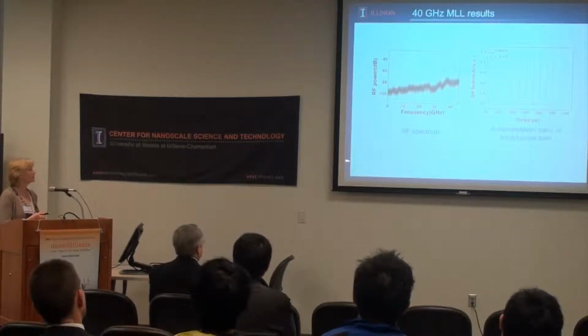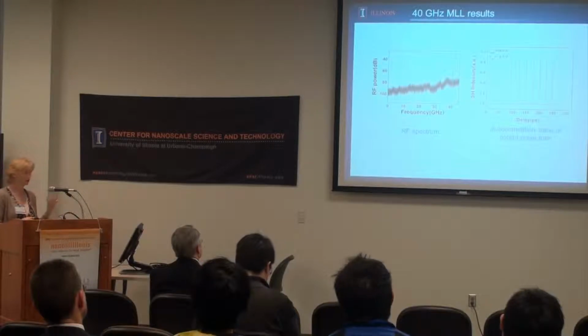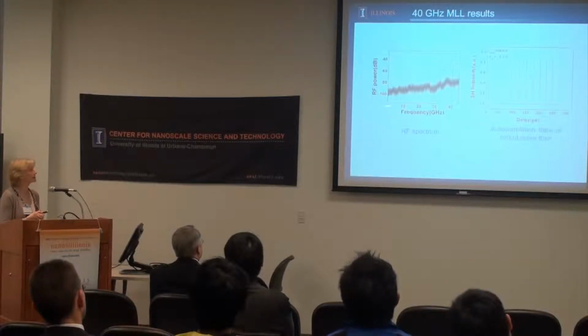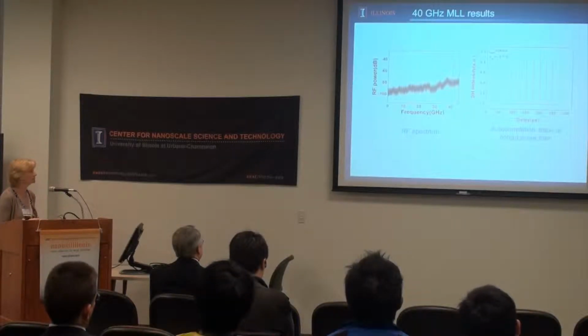This is the RF spectrum. Basically, we couple the light onto a fast photodiode and measure the RF signal from that photodiode, and you can see it's operating just about 40 gigahertz. There's no pulses obvious down here, which would be a sign that it's not mode locking properly.